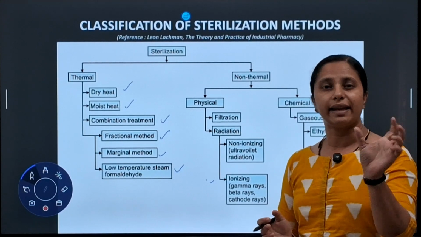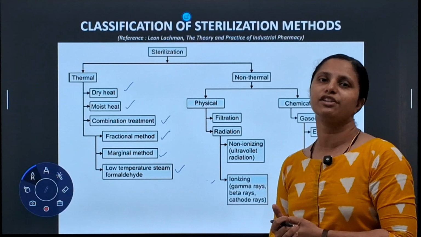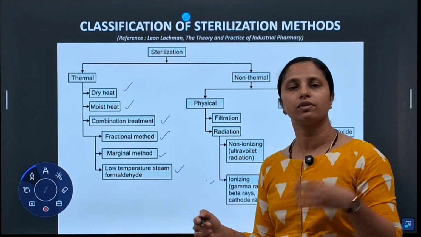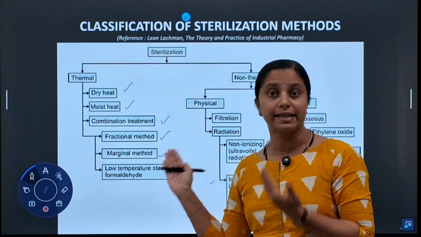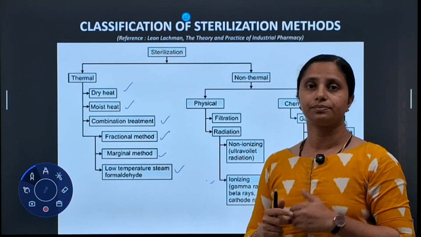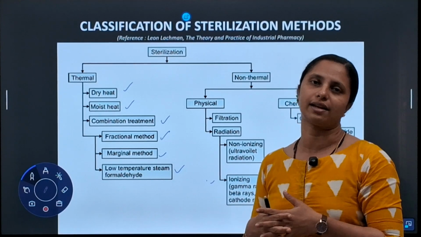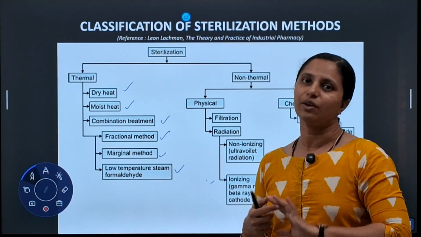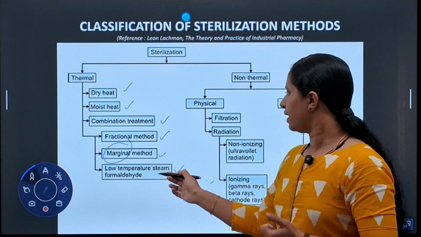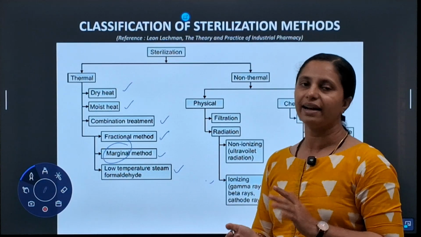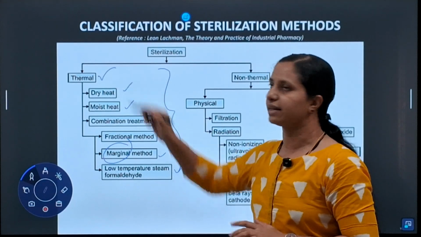Marginal method, the name came from the questionable reliability of the process. That is, here we are using comparatively very low temperatures, for example, temperature in the range of 60 degrees Celsius, and whether it successfully brings about sterilization can be questionable. That is why the term marginal. And low temperature steam formaldehyde application. So all these things will come under thermal sterilization.